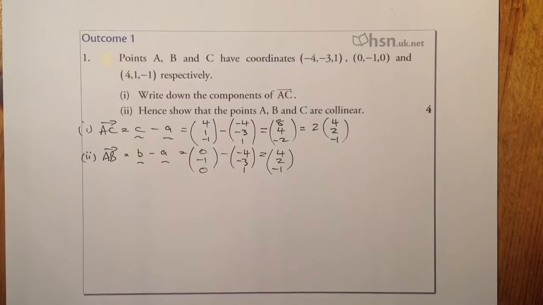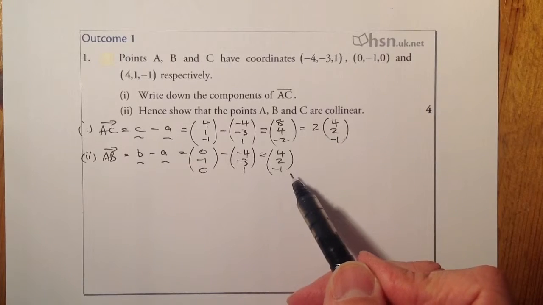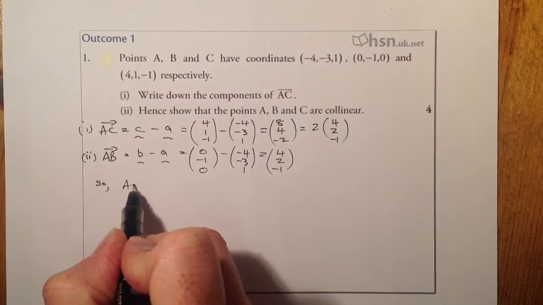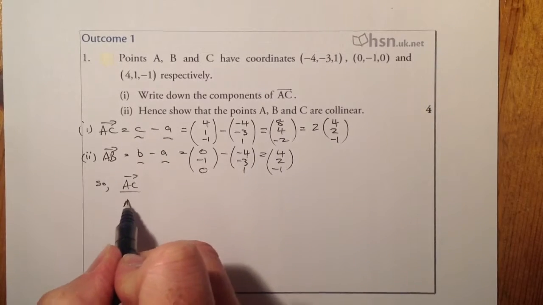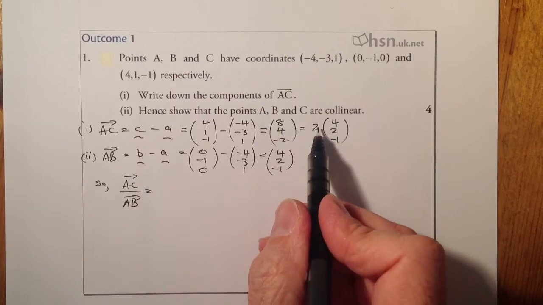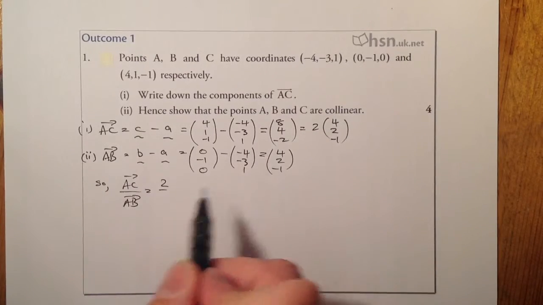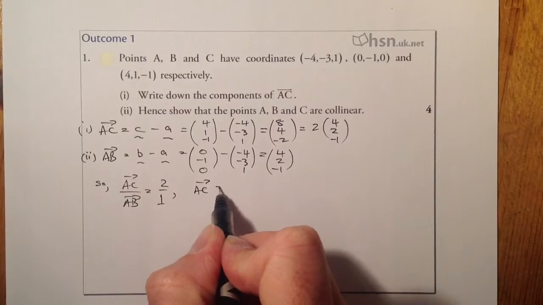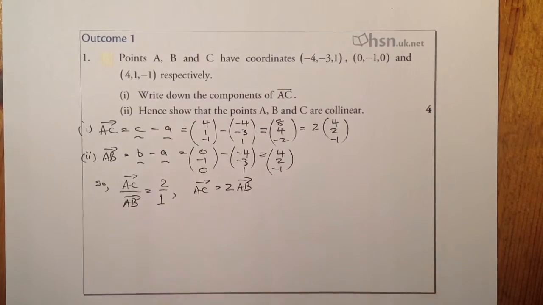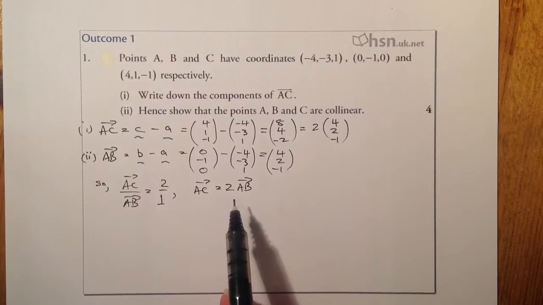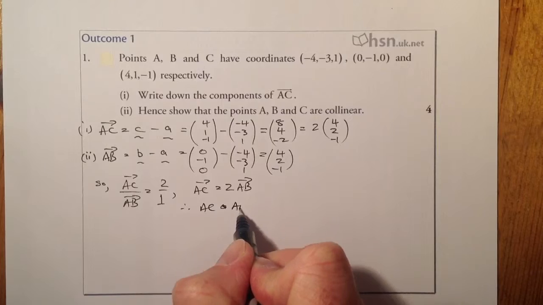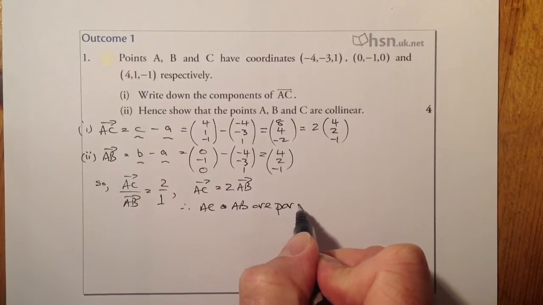Okay. Right, so from there I can see that these two are the same here, so that will tell me that both of these are parallel. And I'm just going to set up a fraction type ratio, and AC is 2 and AB is 1. I'll cross multiply and that gives me AC is equal to 2AB. So from that I can see that they're both parallel. Therefore AC and AB are parallel.